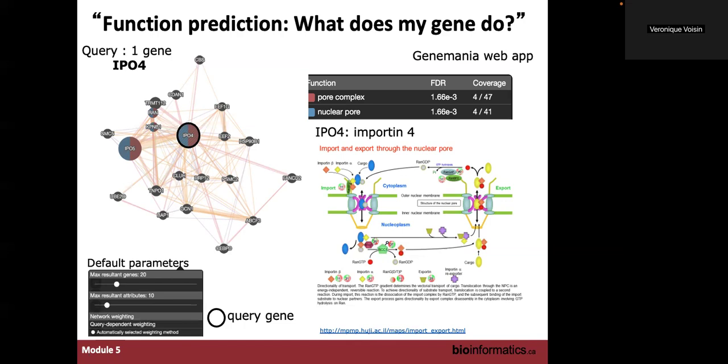So I enter APOL4 into GeneMANIA, and then I look at the resulting function, which is pore complex and nuclear pore. Then I look at PubMed, and definitely APOL4 is an importin that helps import some proteins into the nucleus. So we got a good guess from GeneMANIA here, and it saved me a lot of time because I didn't have to read all these papers.